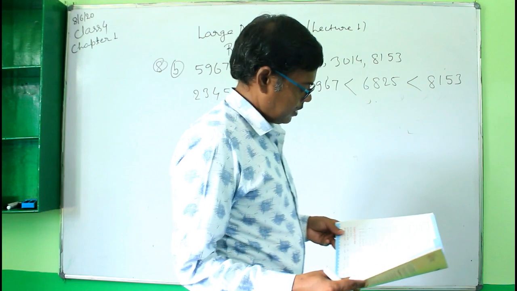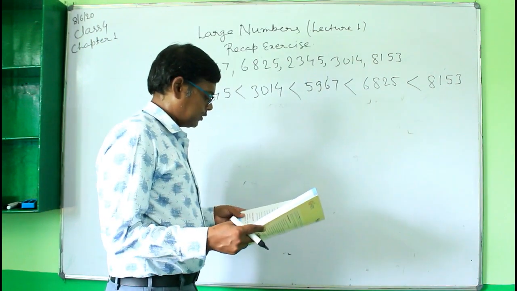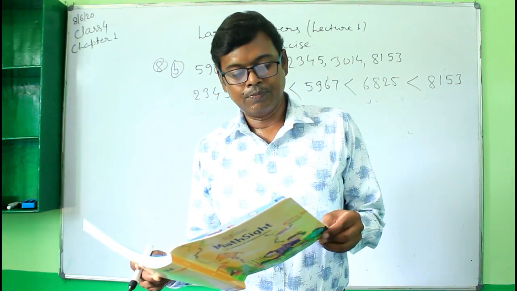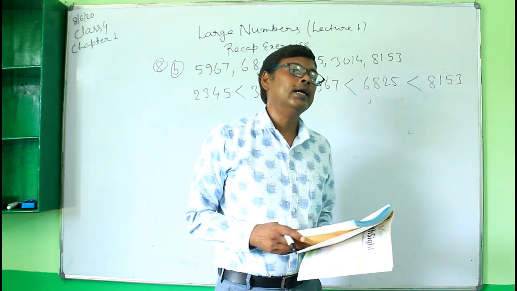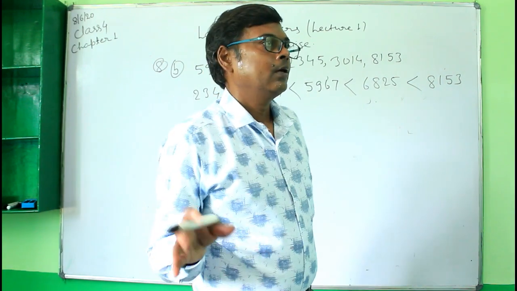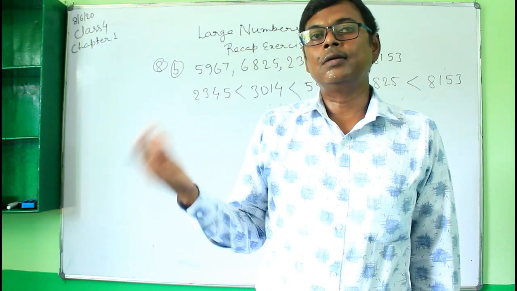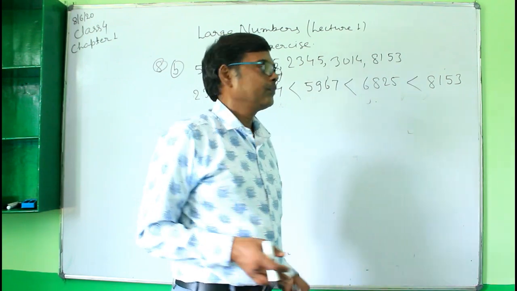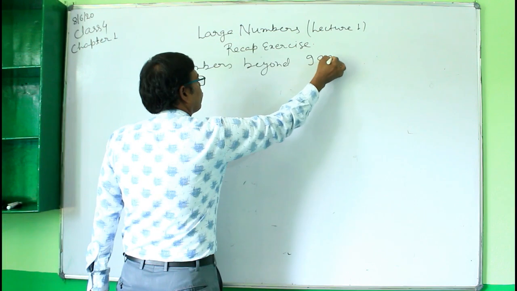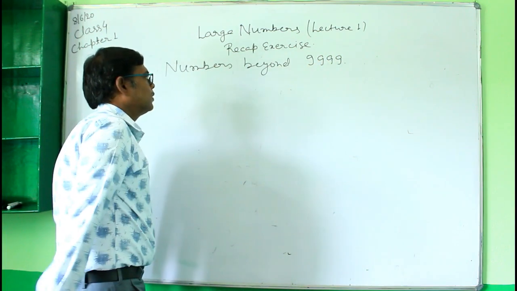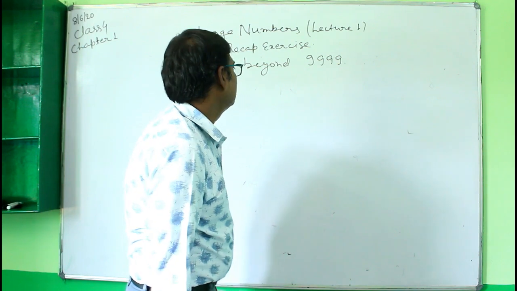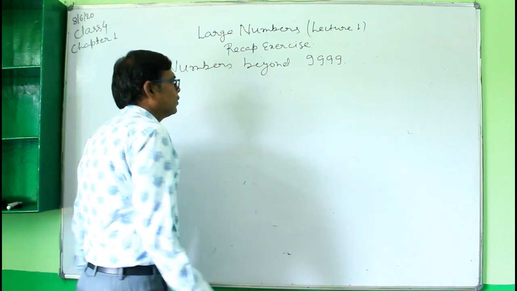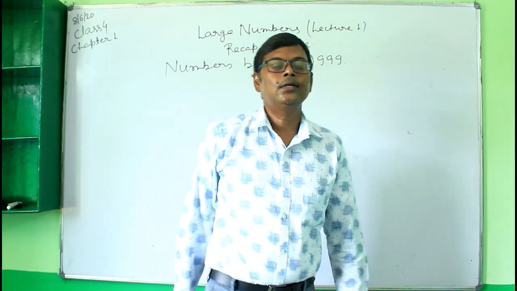So now this is the end of this chapter exercise. Now I will move on to the next topic, that is the numbers beyond 9,999. Here you will learn about larger numbers, that is, numbers larger than 9,999. In this you will study the numbers of 4 digits, then the numbers of 5 digits, 6 digits and 7 digits.